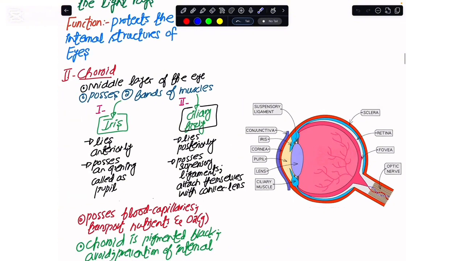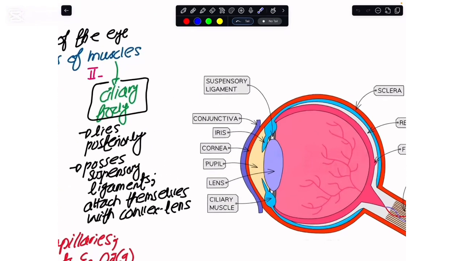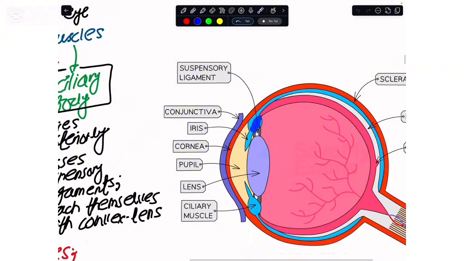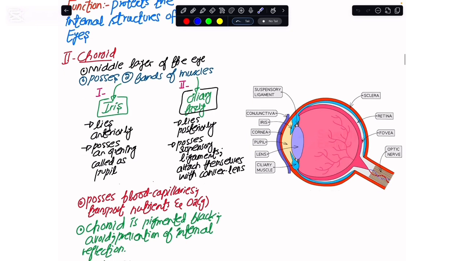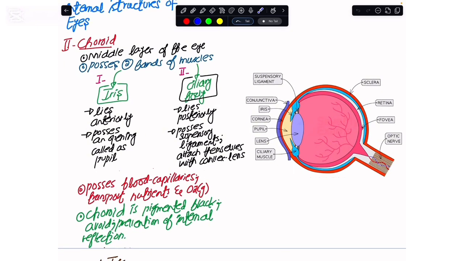This is the same way written: the iris that we have is lying at the front, anteriorly, meaning at the front, and it has an opening at the center, and that is the pupil. And the ciliary body that we have is lying posteriorly, at the back side. It has the suspensory ligaments in it, and they are attached to this convex lens. So actually, the ciliary body or the ciliary muscles have the attachment to the lens with the help of these suspensory ligaments.